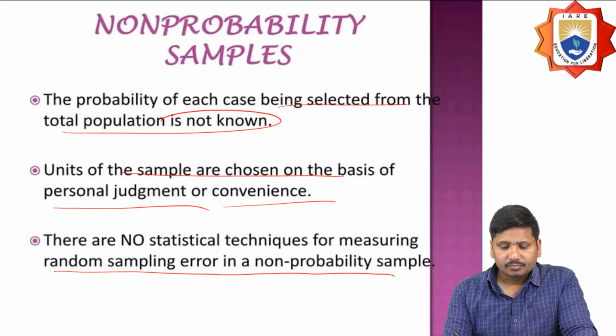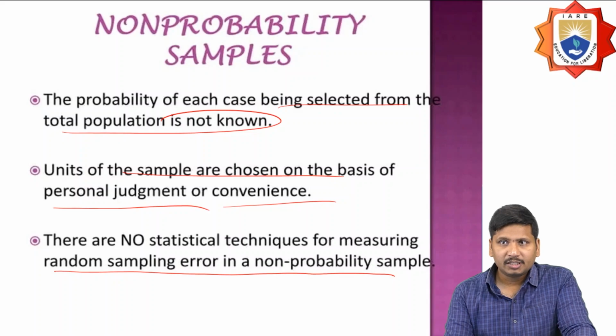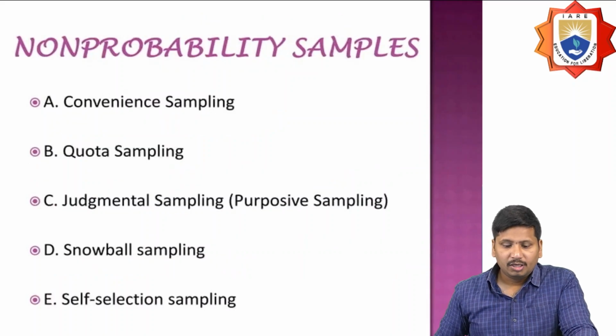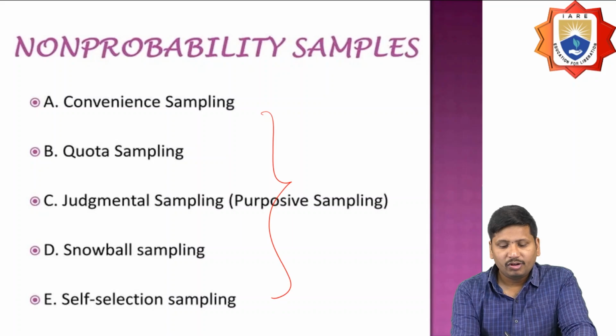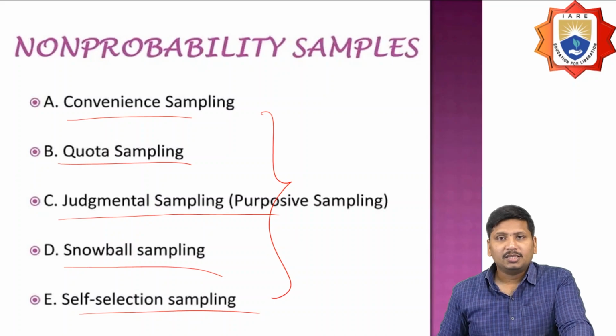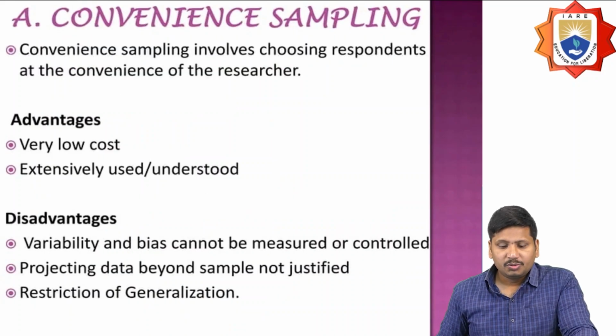So here, probability and non-probability. When it comes to non-probability, the probability of each case being selected from the population is not known. That should be treated as non-probability sampling, and the units of the sample are chosen based on personal judgment or convenience. There are no statistical techniques available for measuring sampling error in non-probability sampling. Some different types of non-probability sampling are convenience sampling, quota sampling, judgmental sampling, snowball sampling, and self-selection sampling.